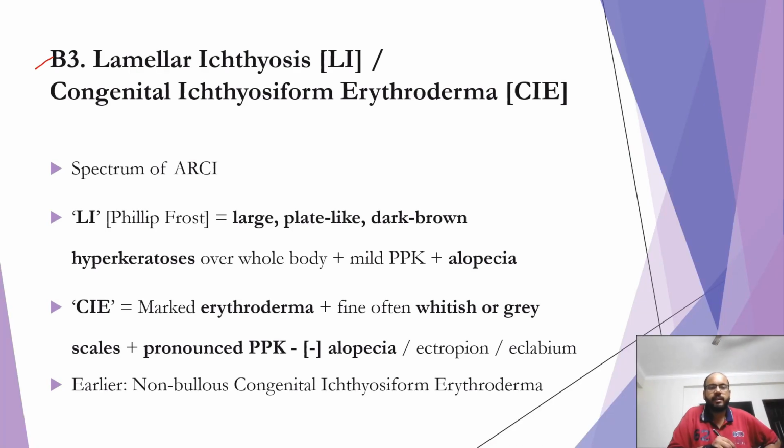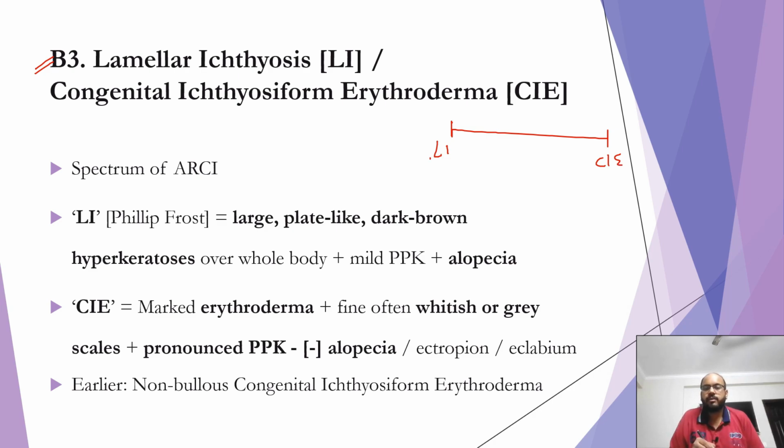Now, the third segment is lamellar ichthyosis or congenital ichthyosiform erythroderma. Now, remember, these are two parts of the same spectrum. So this is a spectrum. At one end you have LI, and at the other end you have congenital ichthyosiform erythroderma.